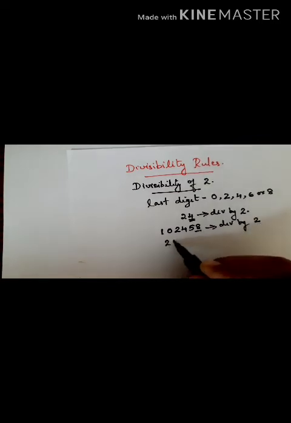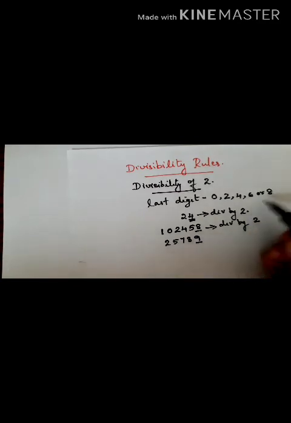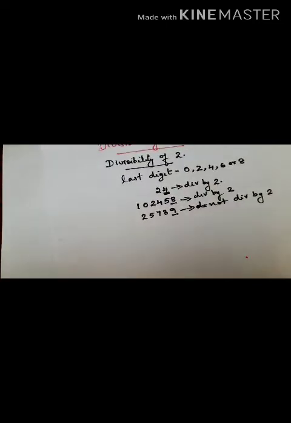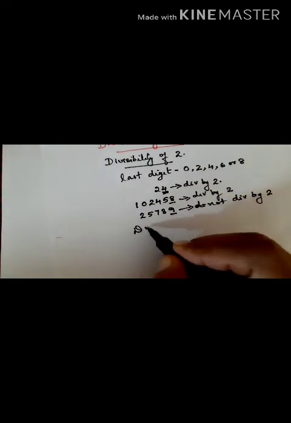Another example, 25,789. See, here the last digit is 9. So it is not divisible by 2. Okay, so by looking at the last digit, you can say whether a given number is divisible by 2.